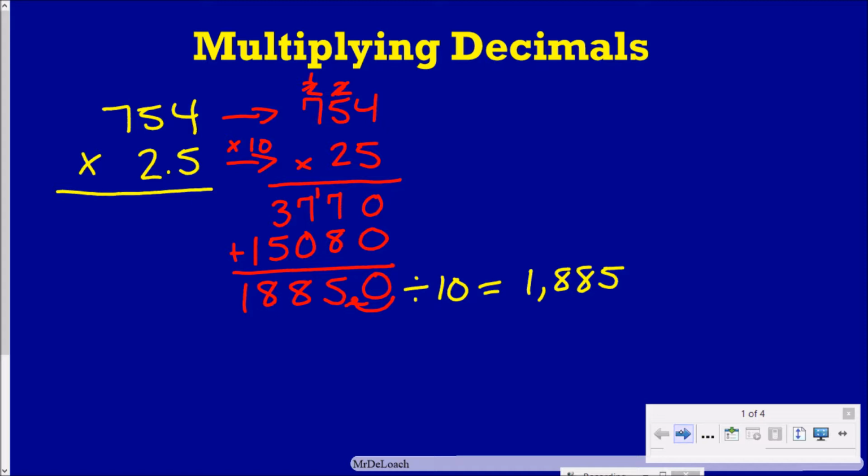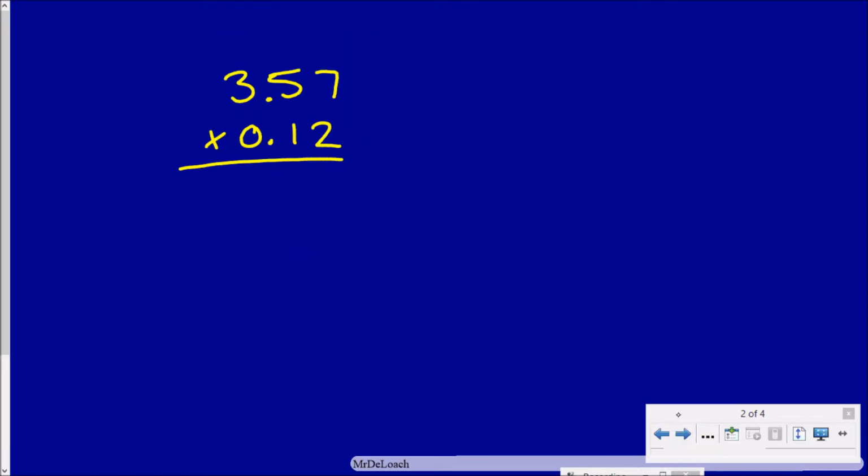Alrighty, so let's take a look at example number 2. In example number 2, we have 3 and 57 hundredths, and we're multiplying it by 12 hundredths. So again, the first thing we want to do is make sure both numbers are whole numbers. In order for both numbers to become whole numbers, we need to multiply them by 100. 3 and 57 hundredths times 100 is 357. That decimal moved 2 places to the right. 12 hundredths times 100 is 12. That decimal moved 2 places to the right.